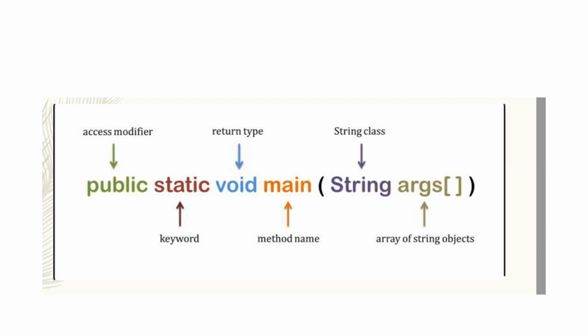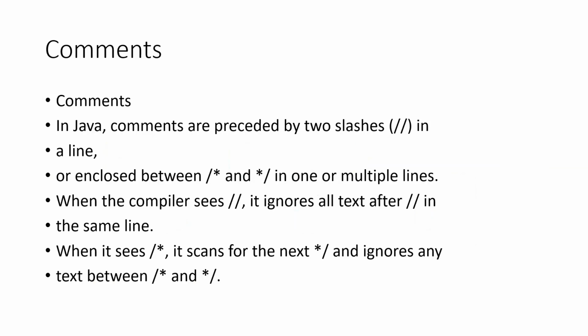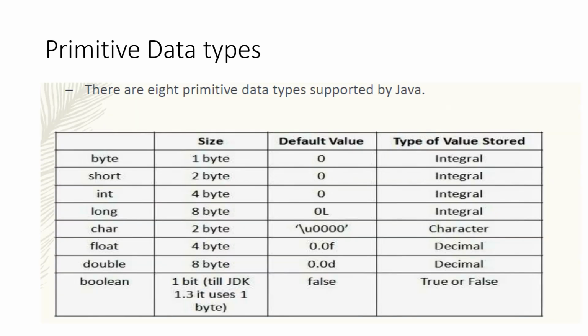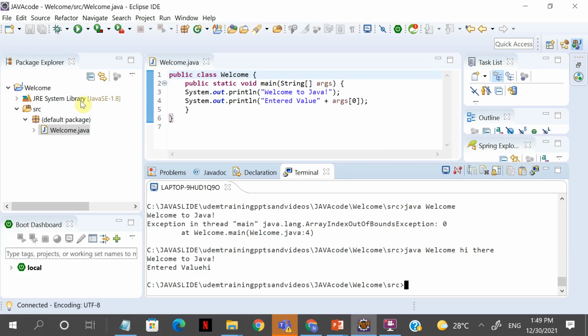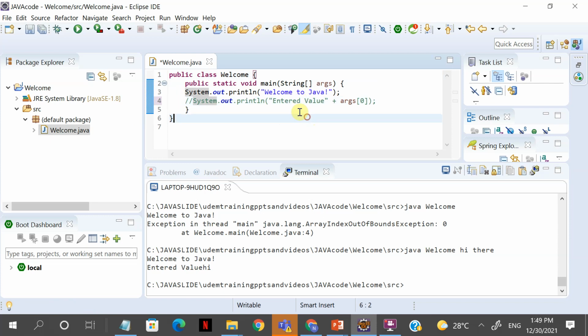Now if you want to add any comments, you can either give double slash, or slash star for multiple line comments. When the compiler sees the double slash, it will ignore all the text after that. And if it sees slash star, it will wait for the closing star slash and ignore any text in between. So if I go here and say slash slash, see this line has become green. Now let me save it and run this. So it says welcome to Java.